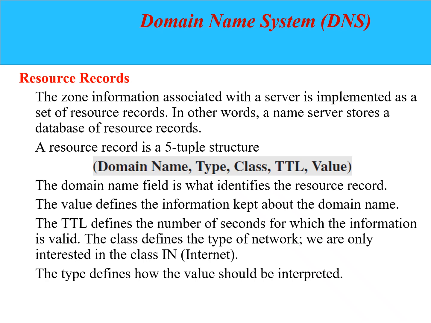Then we have the value field. The value defines the information kept about the domain name. Then the TTL will define how long it can be available in the network. And then we have the type, it will define how the value should be interpreted.